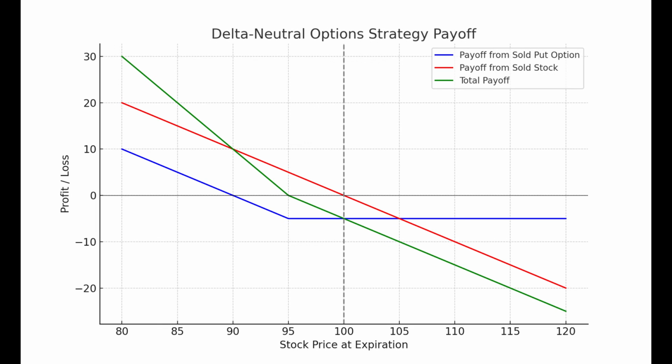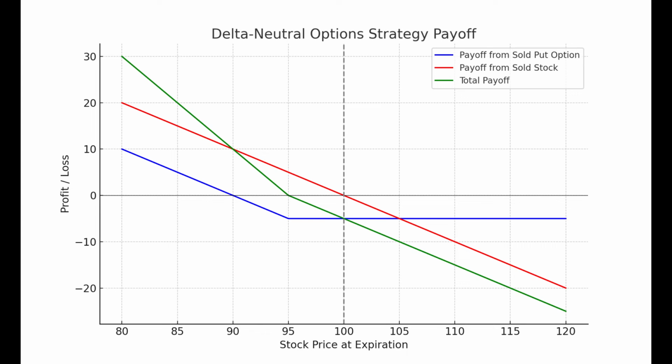So let's talk about XYZ. It's currently trading at $100. So you sell an out-of-the-money put. You sell put options with a strike price of $95. This means you're expecting the stock price to stay above $95, and you get a premium for that.